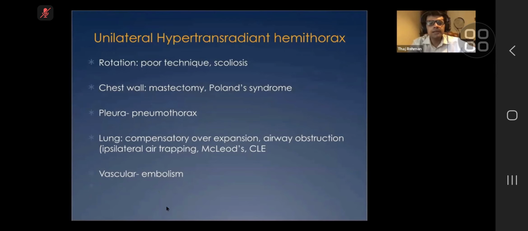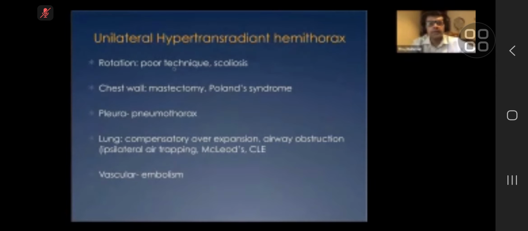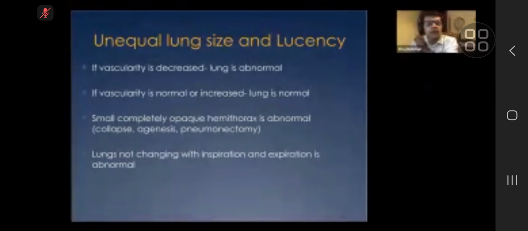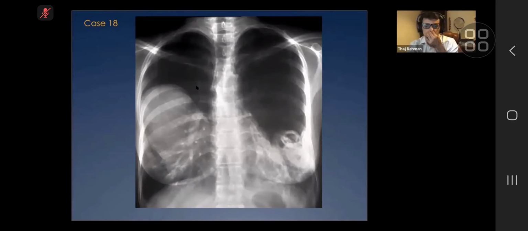Unilateral hyper-transradiant hemithorax. Again, it's a revision. We have gone through this. We will skip to the next slide. This is all, we have done it already. Yeah, next one.